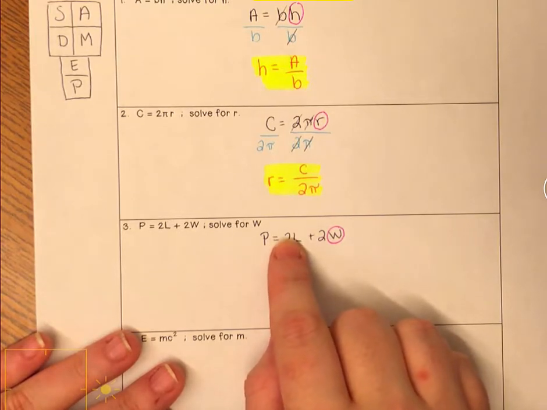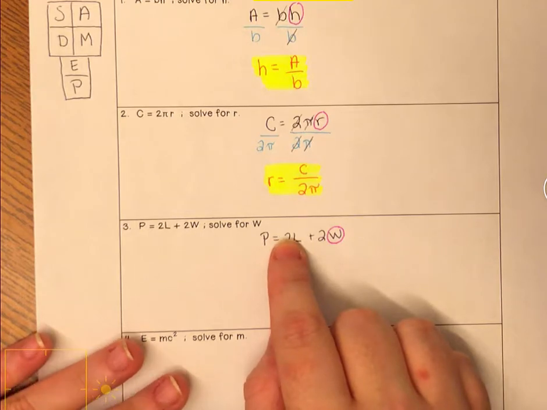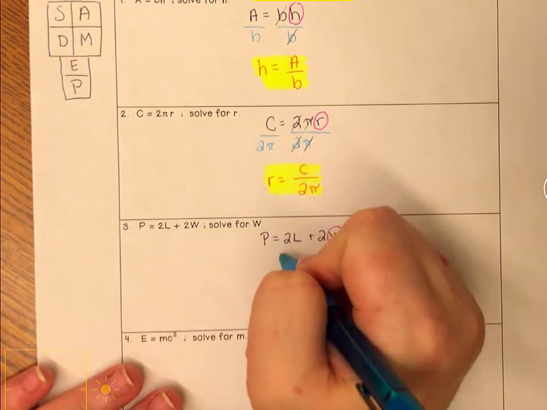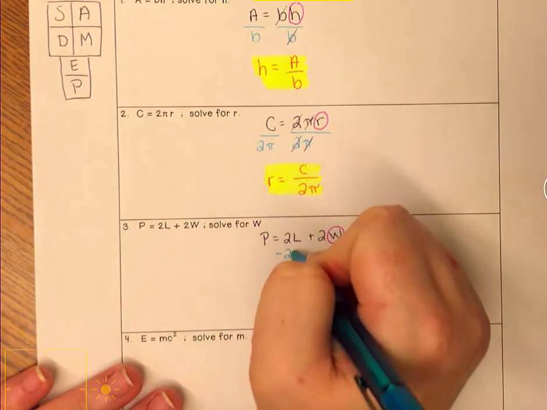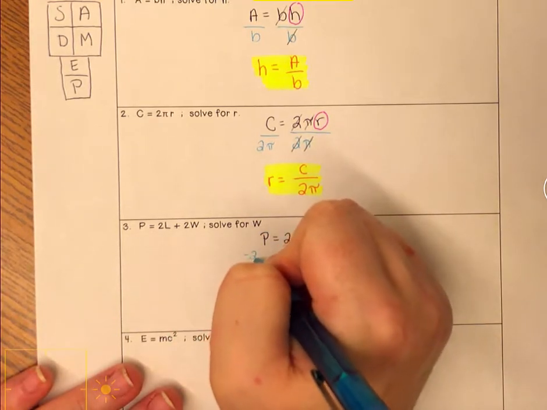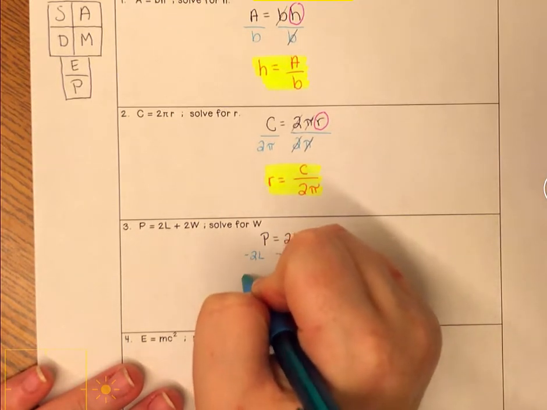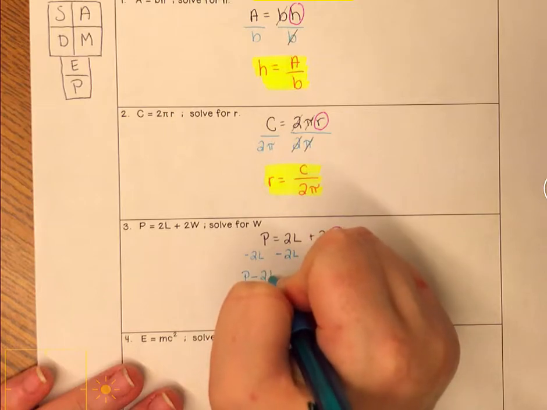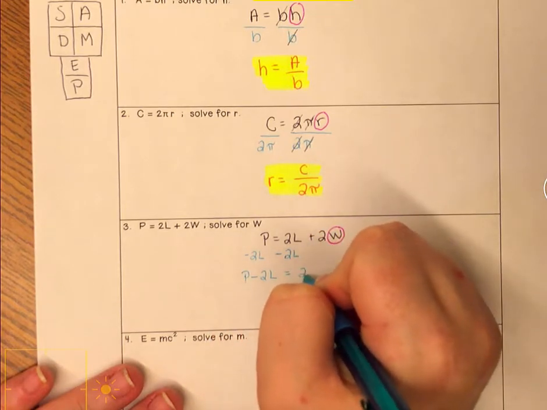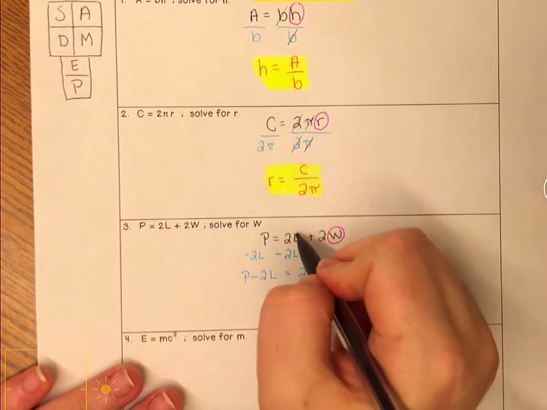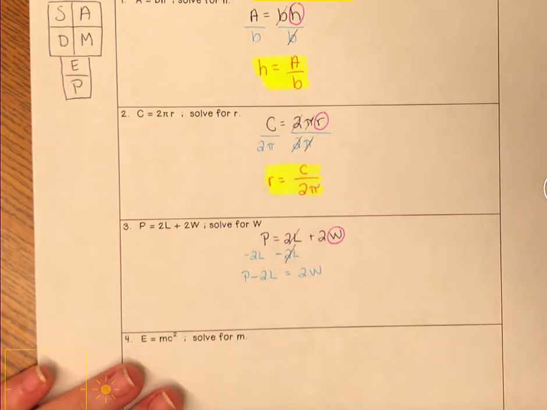So in order to undo addition, I do the inverse, which is subtraction. So yes, I do want to subtract the 2L from both sides. So minus 2L on the right and minus 2L on the left. We will end up having P minus 2L equals 2W, because 2L minus 2L goes to 0.